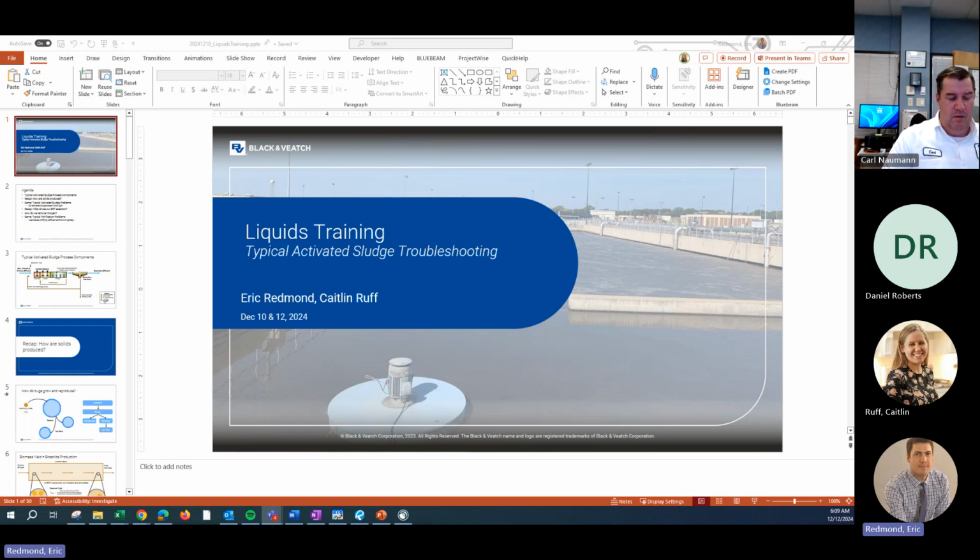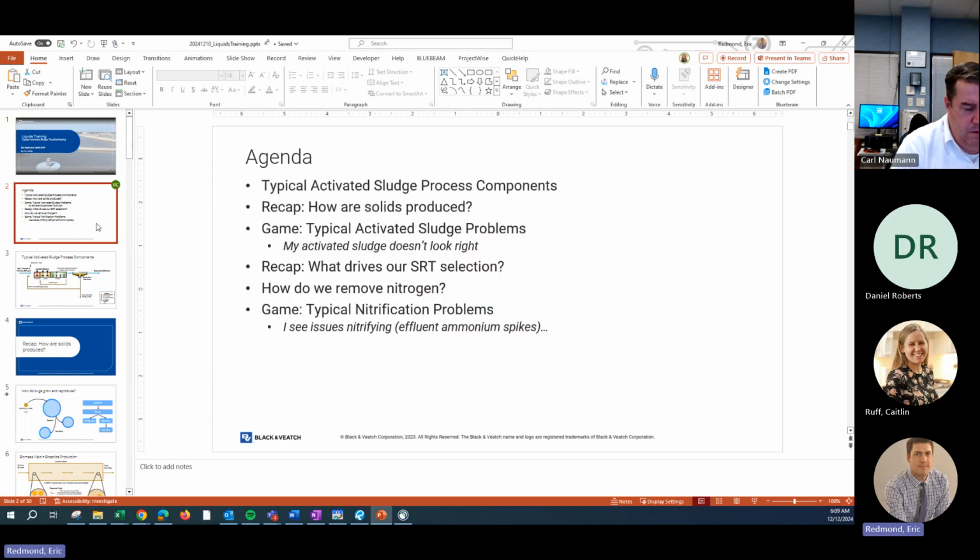So we'll keep going here. The agenda today is really that recap on solids produced. We'll have a game on typical activated sludge problems: activated sludge doesn't look right, what are some of the causes and what are some of the solutions? And then if we have time, we'll get into what drives SRT selection. In the other sessions we haven't had time, we've ended before that, so that'll be part of a subsequent session.